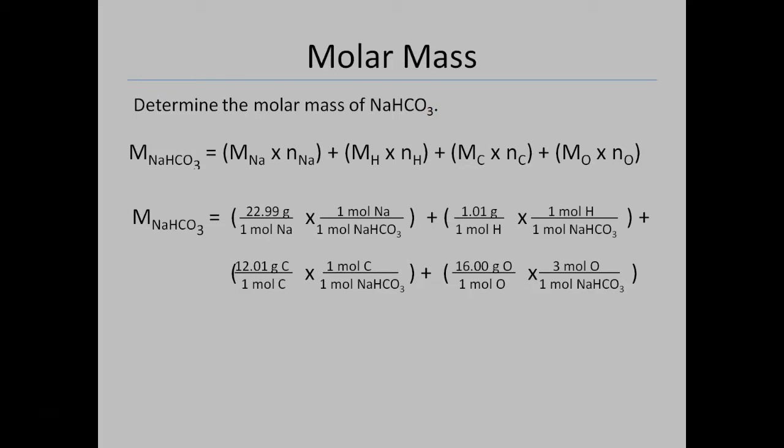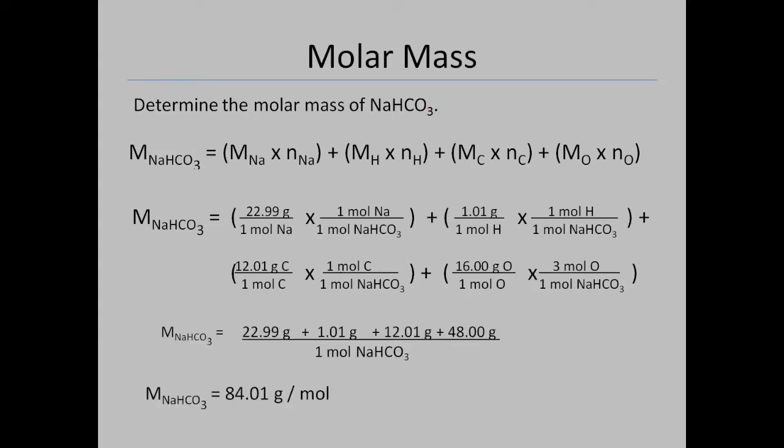And the way we know that we have 3 is the subscript on the oxygen is a 3. So therefore for every 1 NaHCO3 we get 3 oxygen, and that's where we get that. So we multiply it out, and then we add the masses together, and we get our molar mass of sodium hydrogen carbonate of 84.01 grams per mole.